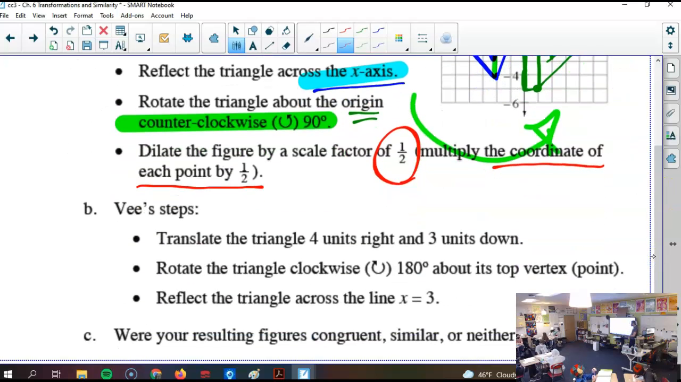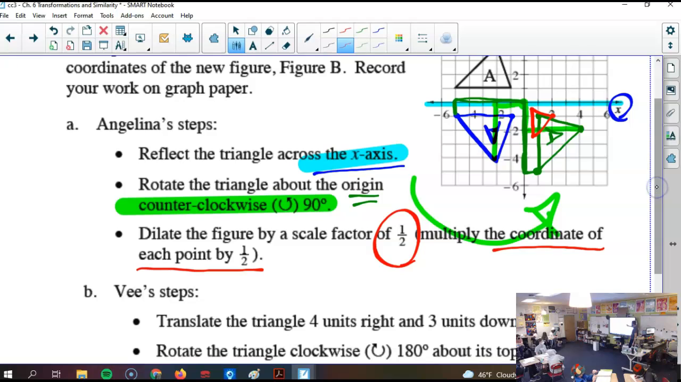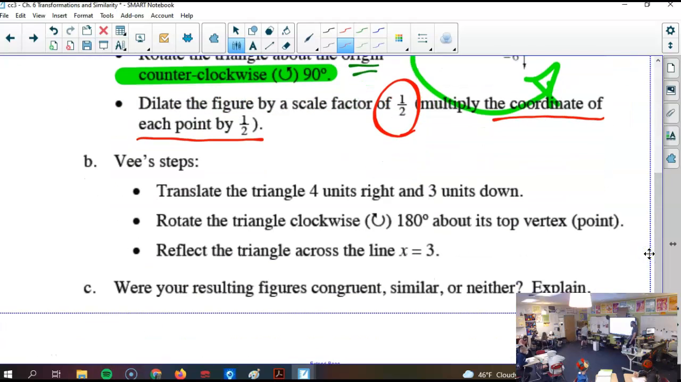All right, do we have questions on what Angelina did? I'm gonna walk around the room, so if you have any questions, want me to look at your paper. Try what V did, starting at original A. Here's what V did. Now you can leave that. About its top vertex. About means around, like pivot from that point.